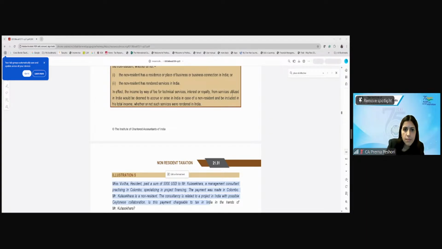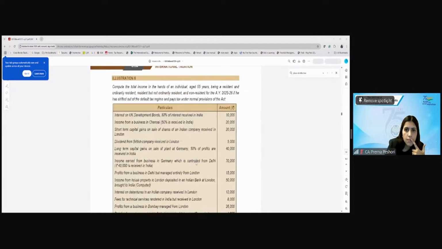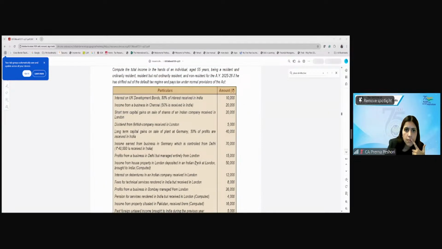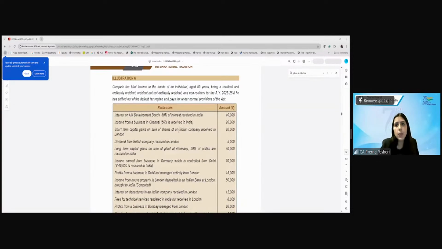Yes, ma'am. Taxable. It is taxable? On what basis? Consultancy fees is paid in India. Correct. So this will become taxable in India. Fine. Okay. Let's solve the second question.